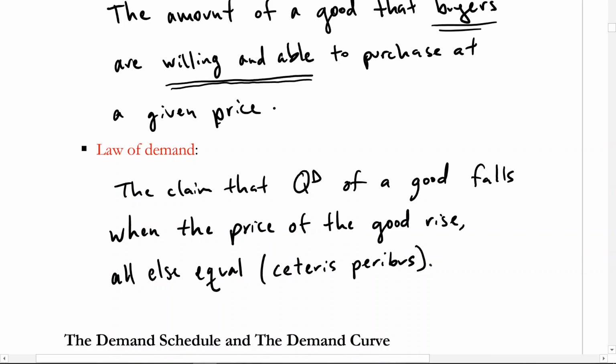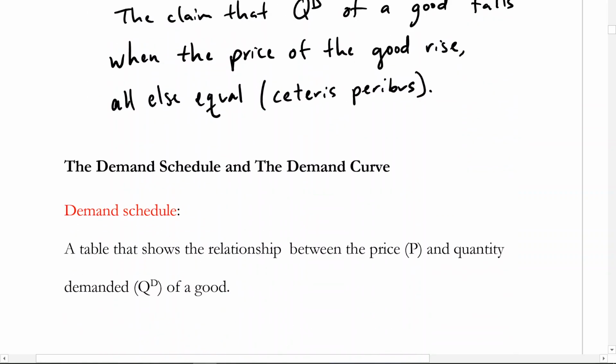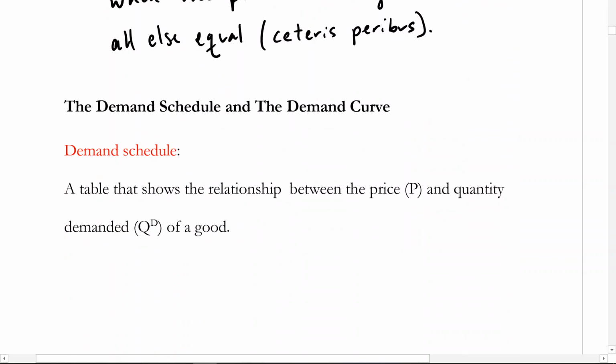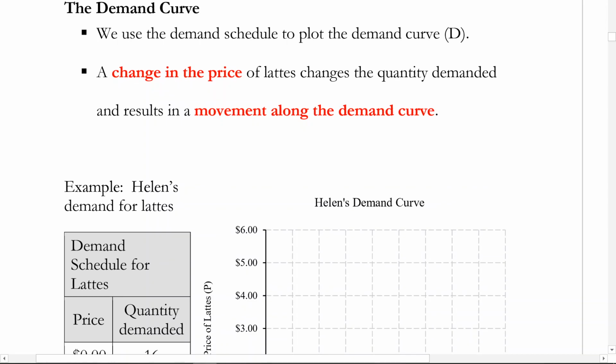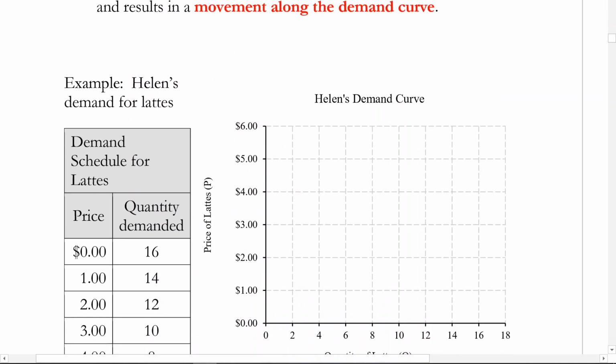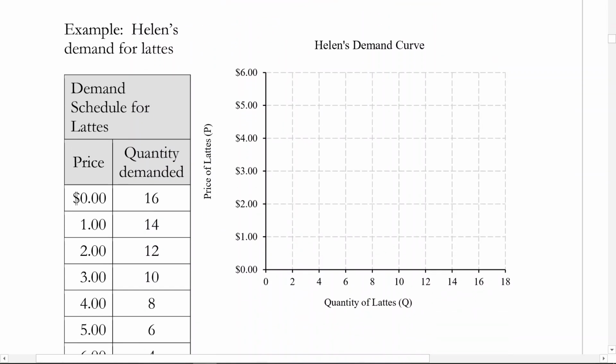So the law of demand: when things get more expensive, people want less of it, right? And we're going to see this through the demand schedule. This is a table that's showing the relationship between price and quantity, and that ultimately creates the demand curve. So we'll see that on this next page. The demand curve is plotting the demand schedule, plotting the points on this table to show that when there's a price change, we change the quantity demanded, and it's going to be a movement along the curve.